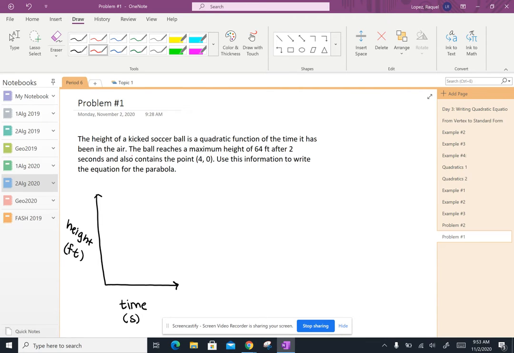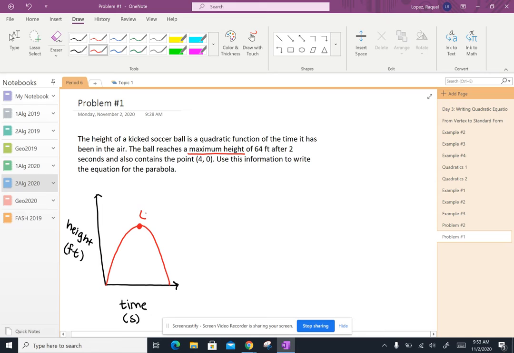Okay, so the other key piece of information I see is that the ball reaches a maximum height. So since I know I have a maximum height, I know that my parabola has to be opening down because I'm going to have a maximum point right here. So I'm going to go ahead and draw in an upside down parabola with a maximum point right here. Okay, so we're told that it reaches a maximum of 64 feet after 2 seconds.